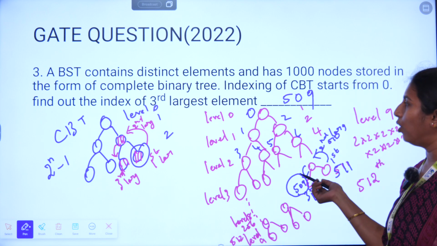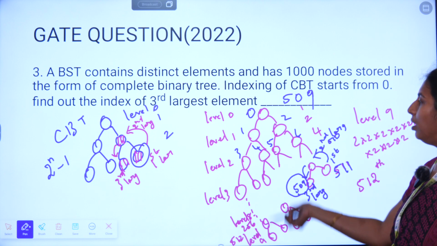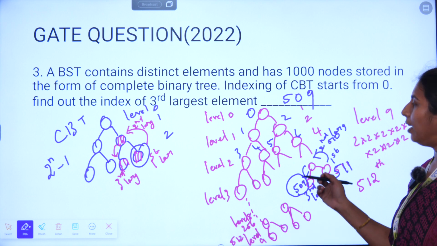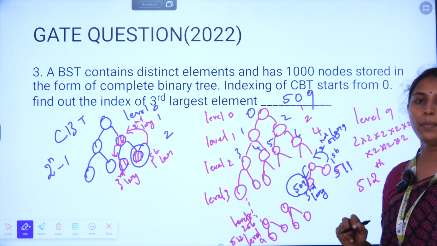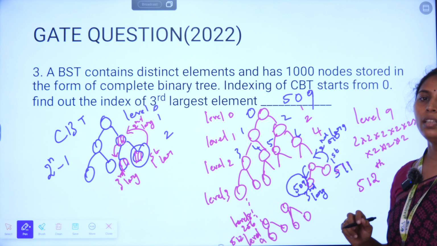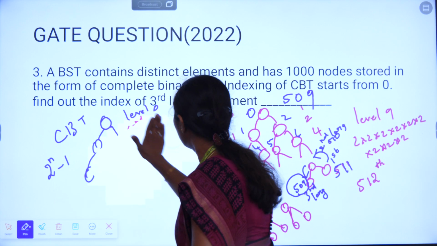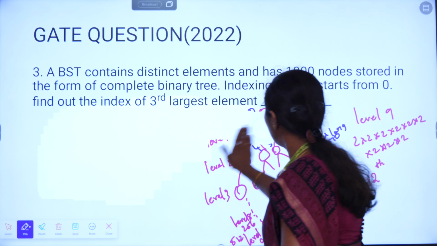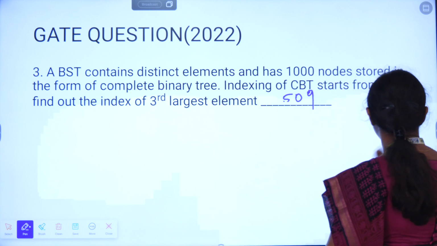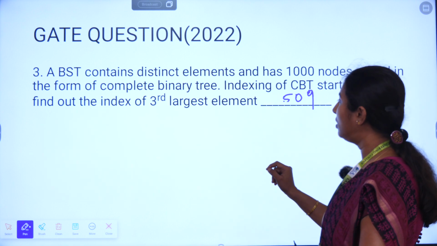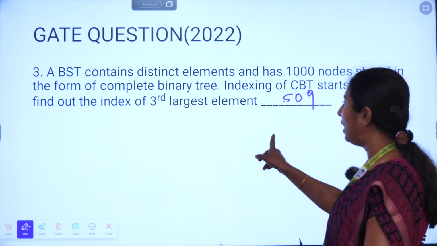Before we go on with the next question, hope everyone understands how this goes on, how the complete binary tree is used and how it is calculated to find the third largest element and what index position the third largest element will have. So the answer for this is that the 509th index will have the third largest element.